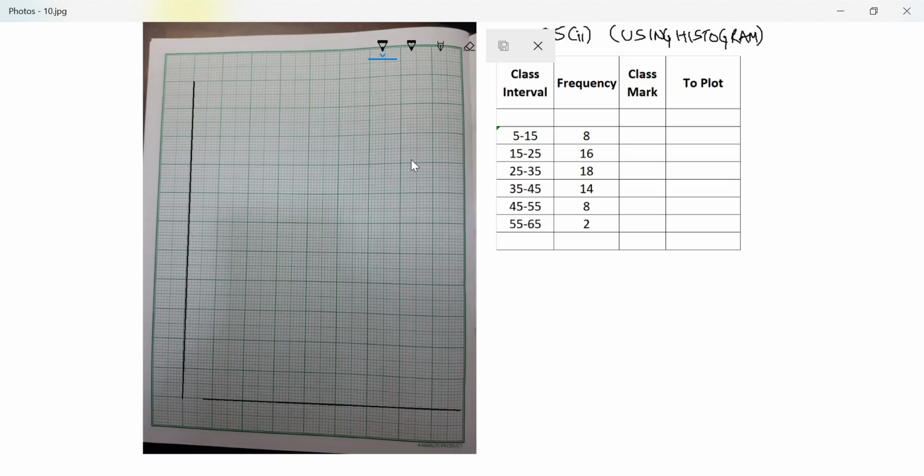Hi guys, let's start the next question, which is question number 5, part 2. It says draw frequency polygon part A using histogram and part B without using histogram. So I am doing part A first, which is with using histogram.